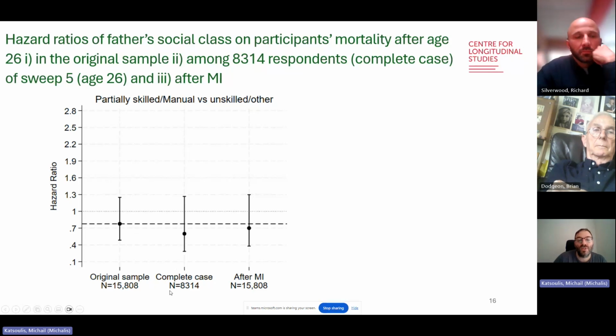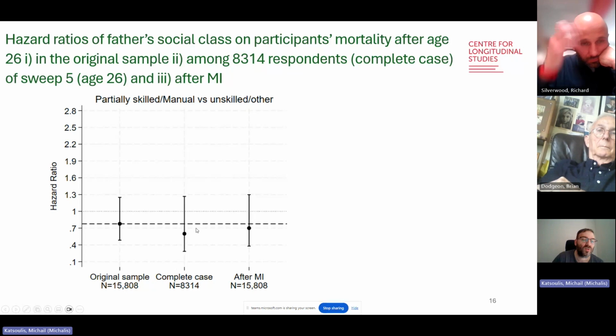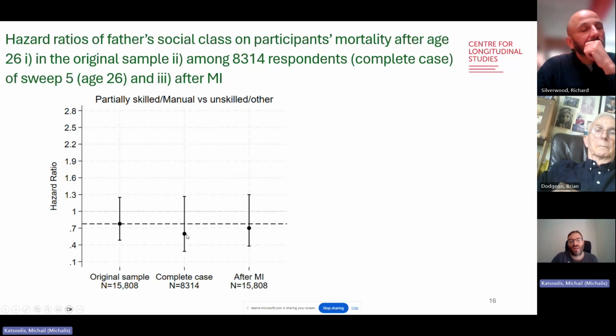Now, if we wanted to use the complete case analysis among respondents at age 26, again, we have this variable from the initial sweep, so we didn't have to drop those participants. But if we drop those participants and we perform the analysis only among respondents at age 26, we saw that the point estimate of the hazard ratio would be close to 0.6. So it would go down, even if the confidence intervals are quite large.